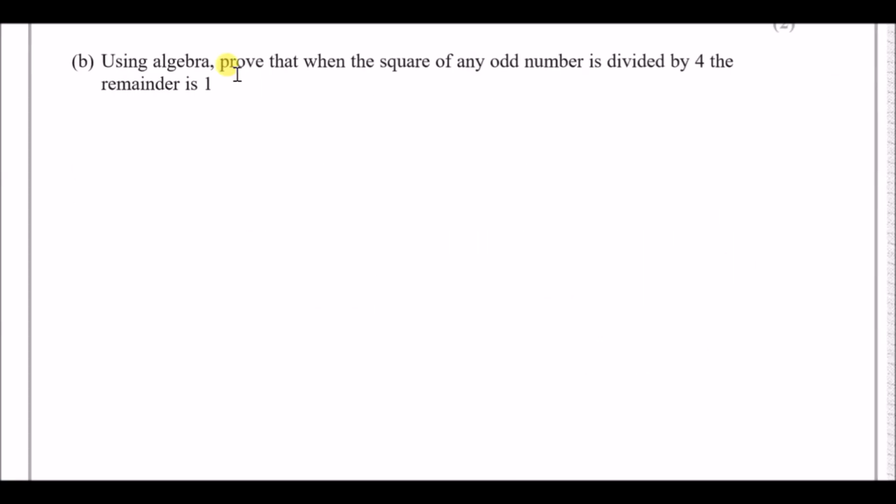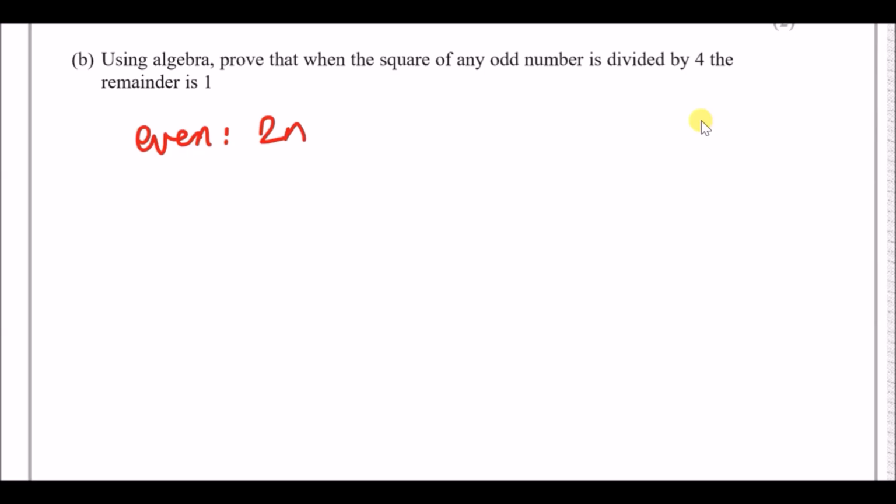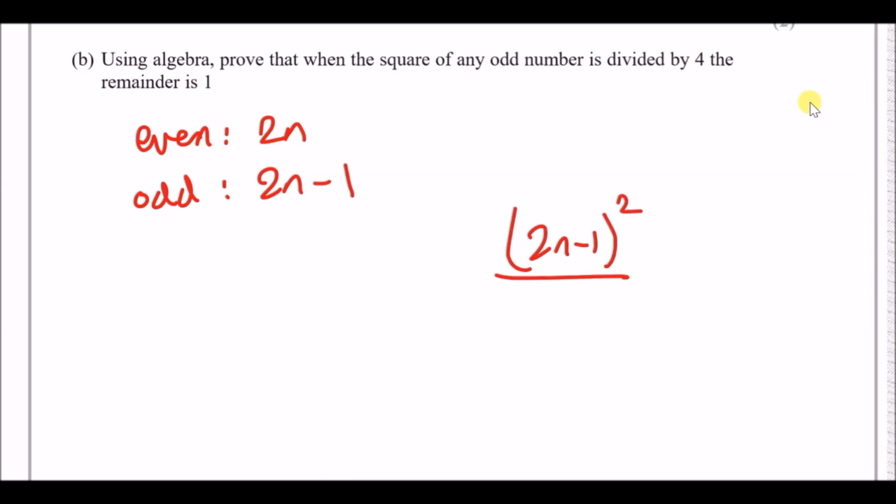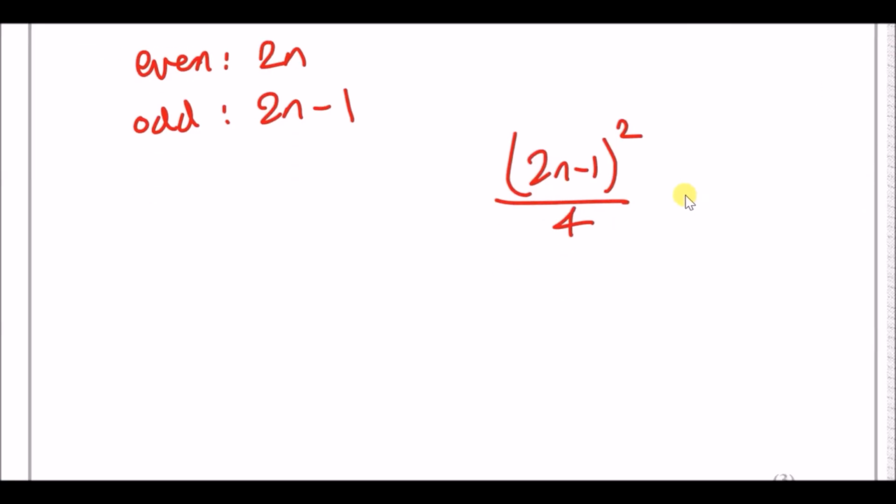Okay, part B. So using algebra, prove that when the square of an odd number is divided by 4, the remainder is 1. If they use the word even number, by the way, an even number is always going to be 2n. Whereas an odd number, and this is just a clear definition, yeah, is 2n minus 1. So these are properly defined here, so there are no other ways to write them. Okay. Now to prove this, it says prove that when the square of an odd number is divided by 4, so we need to take an odd number, square it, and then divide it by 4, we get a remainder of 1. So alright, let's try this out.